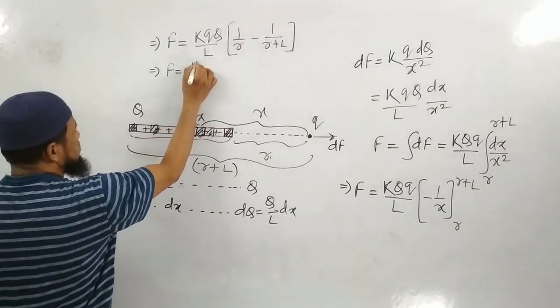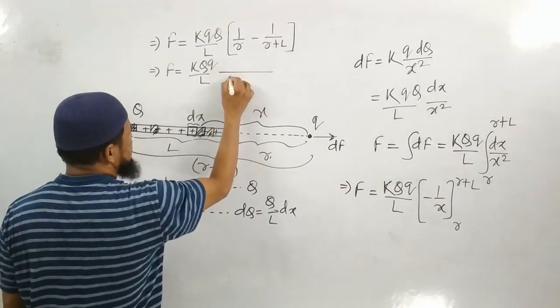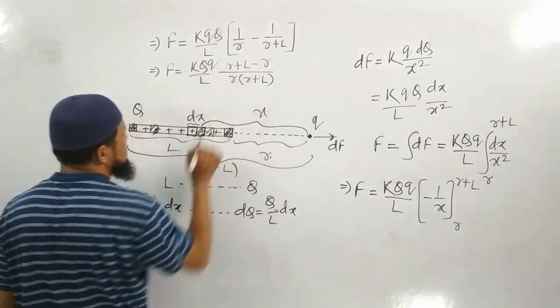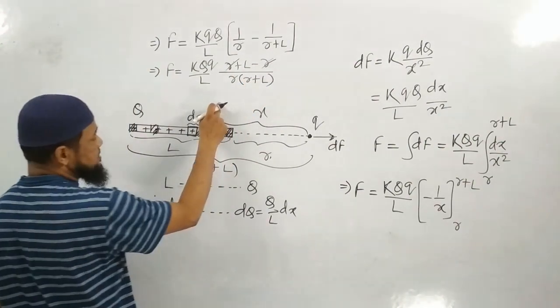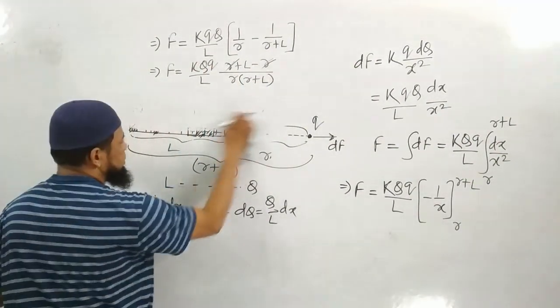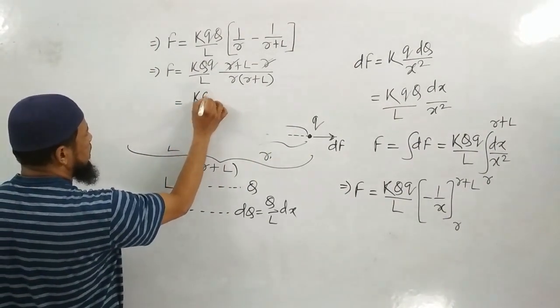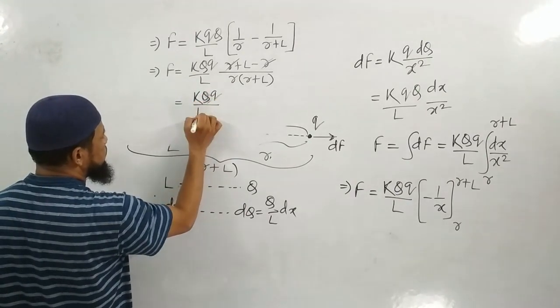So F will become K Q Q by L. If we take LCM, r plus L minus r. In the first line r and r will get cancelled. In the next line L and L will get cancelled. So how much will be left out? K capital Q small q by L.